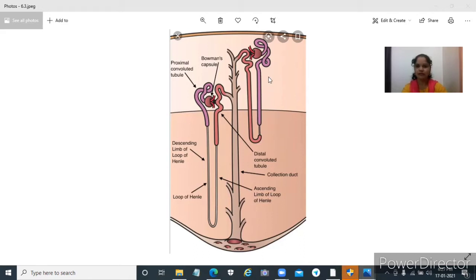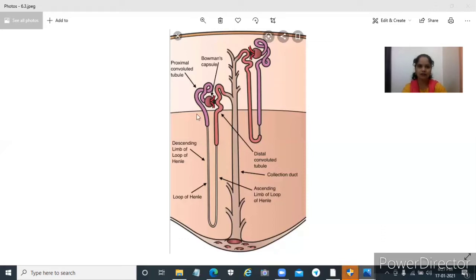Their main function is to control the plasma volume. And here the vasa recta is absent. Their total number is about 80 to 85%.